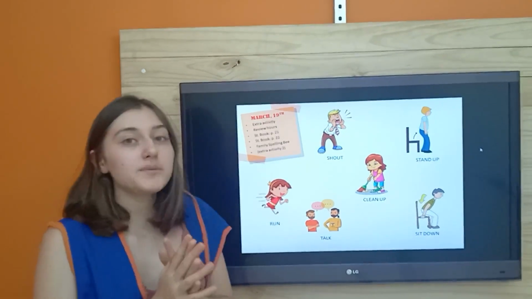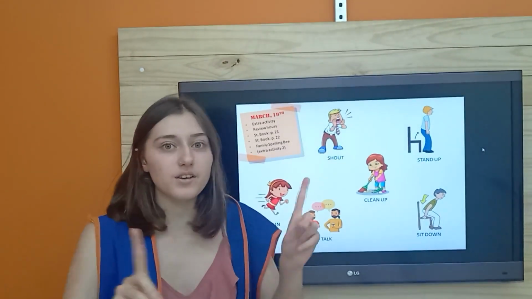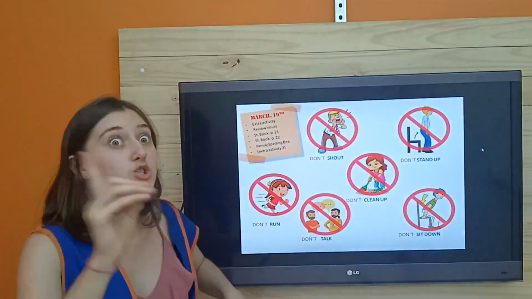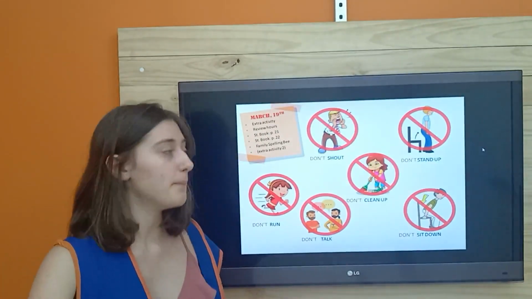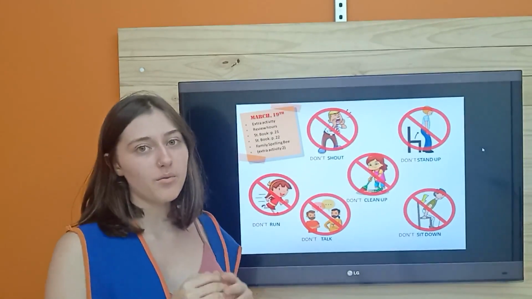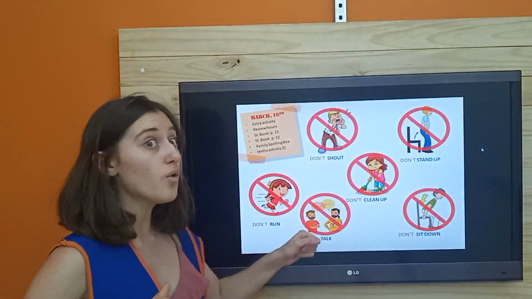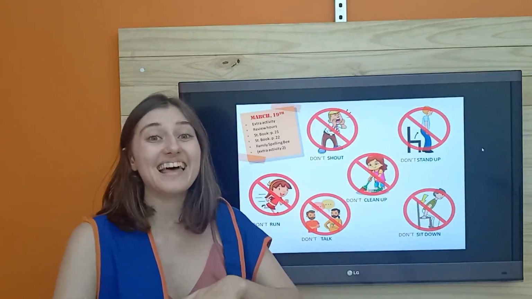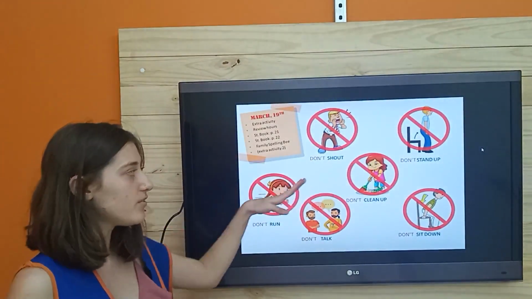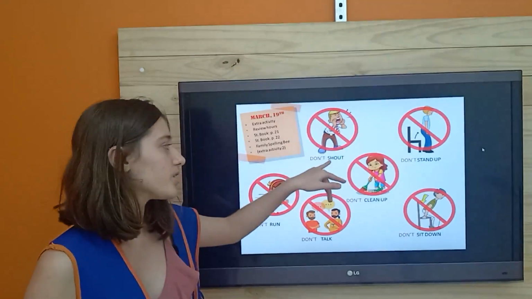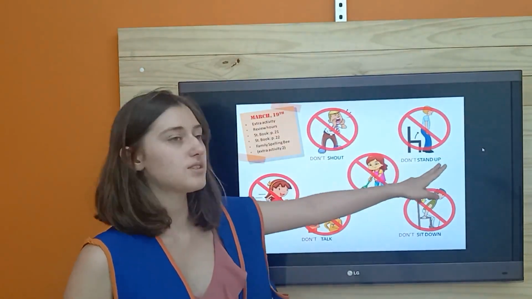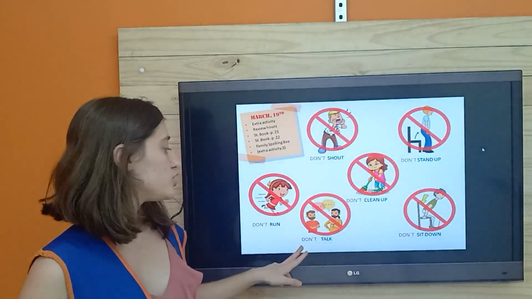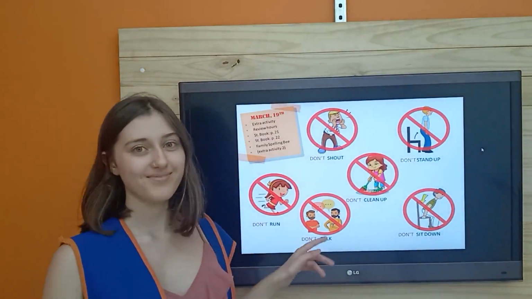And then sometimes we want to use those in negative. We want to say no. So we use don't. Remember, don't shout in class. Please be quiet. Don't stand up now. I need you to sit down, okay? Don't run, all right? So when we want to use negative, quando a gente quiser usar negative, we use don't before the verb. Don't shout, don't stand up, don't clean up, don't sit down, don't talk, don't run, okay?